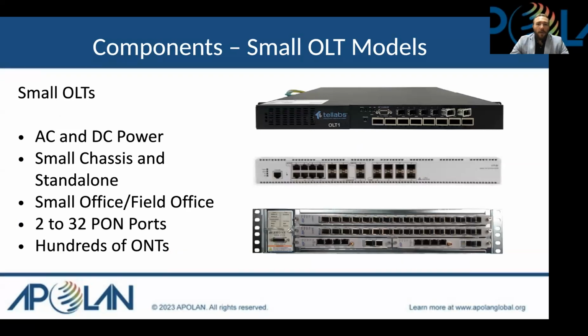Here are some smaller form factor OLT models. Here's that AC and DC power. Typically, these smaller ones just have a plug on the back of them to plug directly into your power. Inside the box is still doing that conversion. These are made primarily for the smaller offices, 2 to 32 PON port connections. These are really getting smaller every day. Hundreds of ONTs. These are great for those smaller facilities, bringing costs down to not have to buy that larger form factor OLT when you're not going to need that many connections. These smaller 1RU chassis are great.